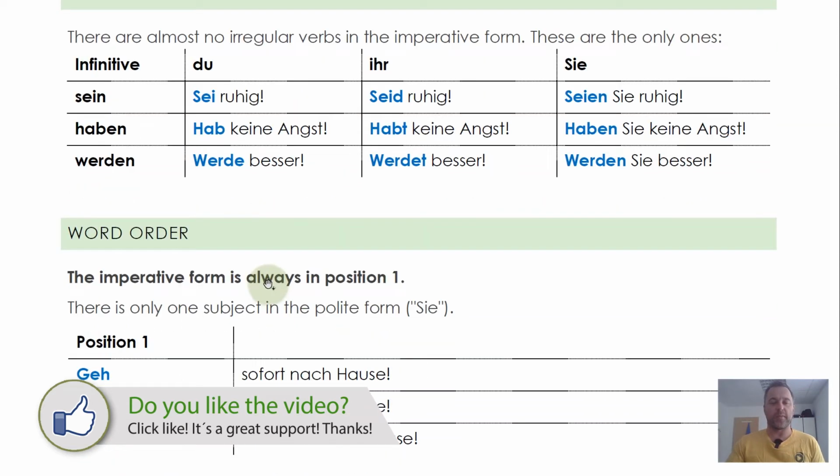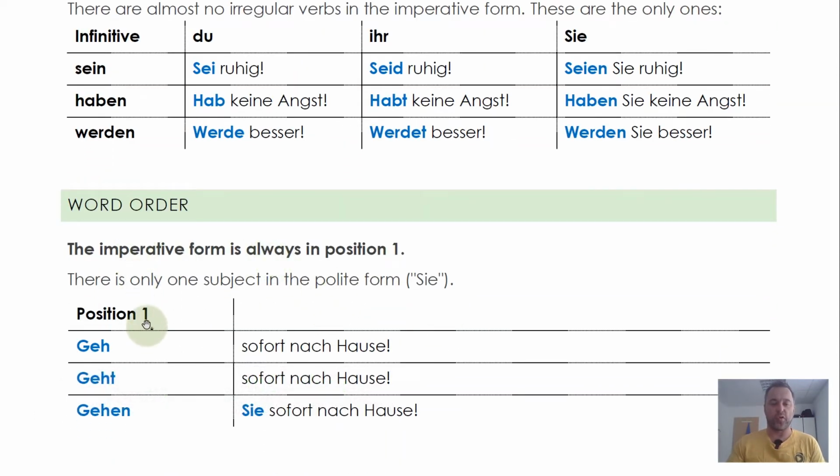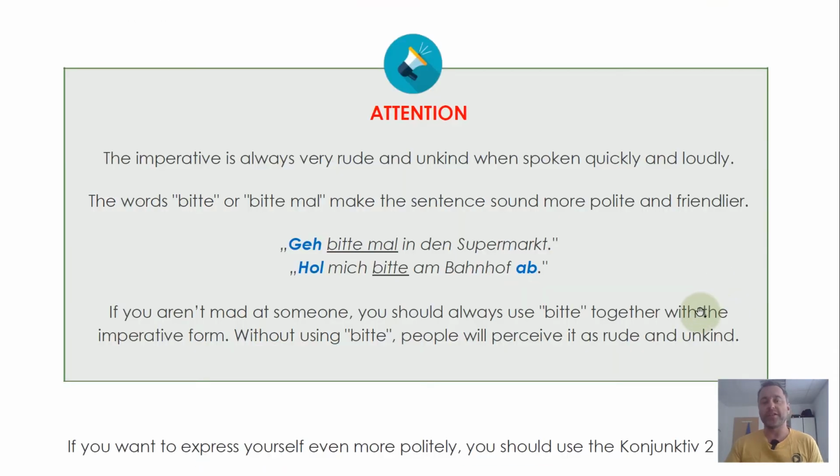Word order, I already mentioned it. The imperative form goes on position one. What I want to mention again here, just to make you aware of it, because it's slightly different from English and maybe other languages: imperative is always, and yes, always, very rude and unkind, and especially when spoken quickly and loudly. So usually Germans try to avoid the imperative, but you can add words like bitte or also bitte mal to make the sentence sound a little bit more polite and friendlier.